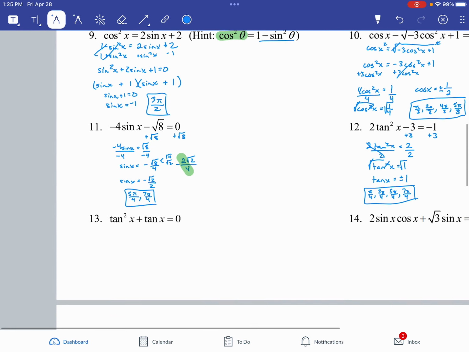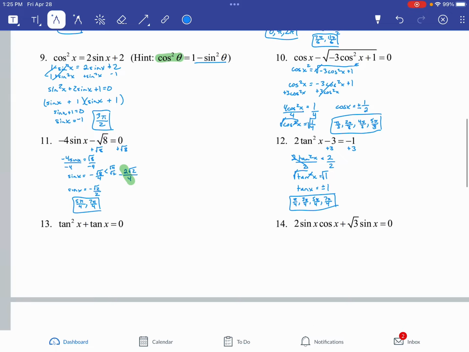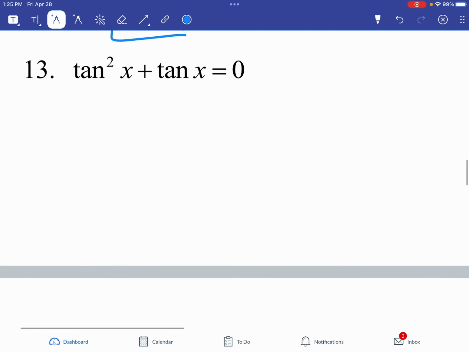All right, much like question number 8, we're going to take a tangent out of both these terms. So the greatest common factor is tangent. We're left with tangent and 1.